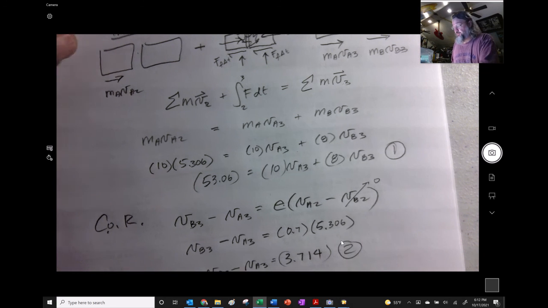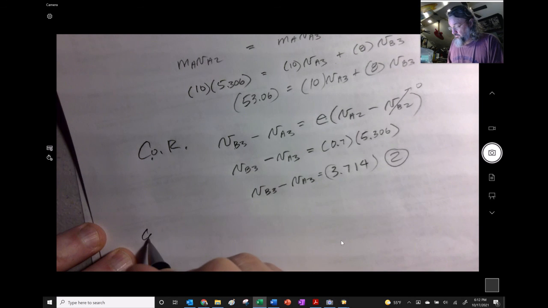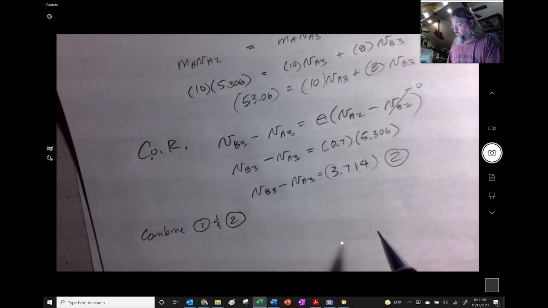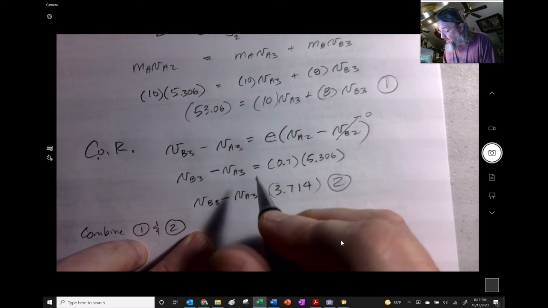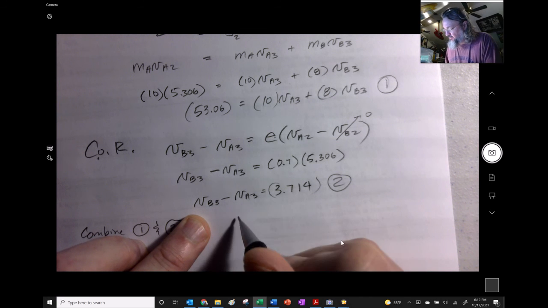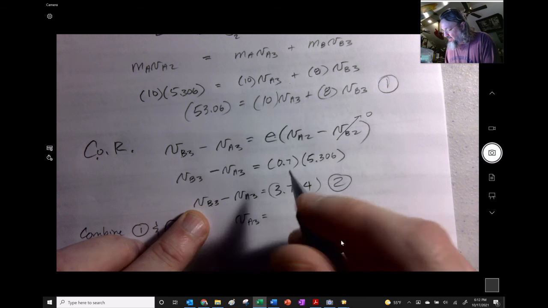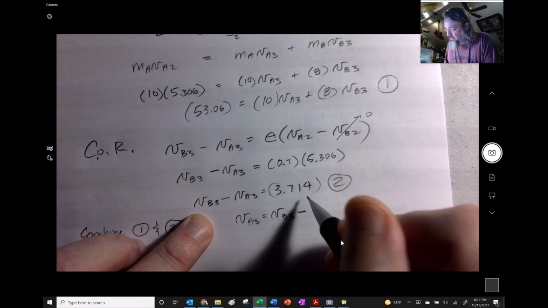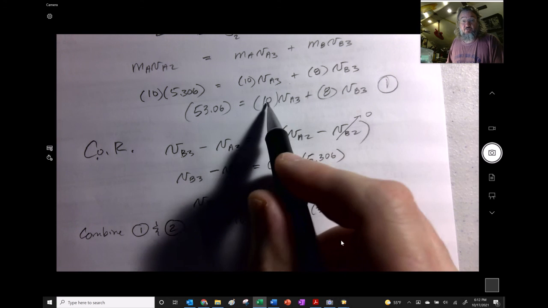So we take those two equations and combine them together. How would I want to do this? I would probably rewrite this one because I don't need to know VA3, I need to know VB3. So I'm going to take VA3, bring it over to the other side, so VA3 equals VB3 minus 3.714. And then put that back up into here.